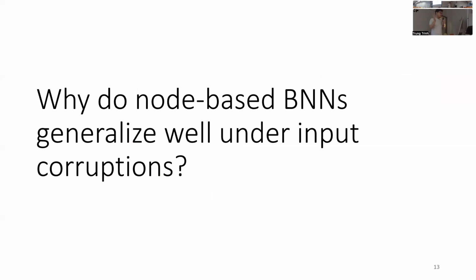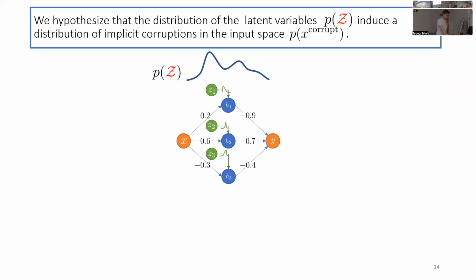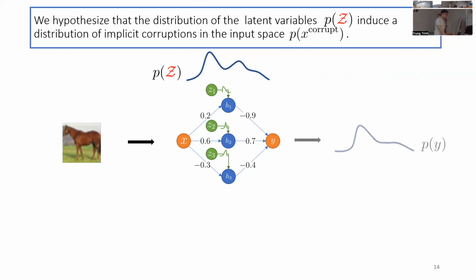So why do Node BNNs generalize well under corruptions? Our intuition is that the distribution of the latent variable induces a distribution of implicit corruption in the input space. What we mean is, let's say we have a Node BNN with its own latent distribution P of Z. If we give it an input, then we will have a distribution over the output.